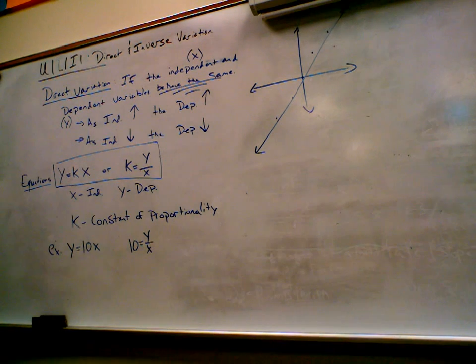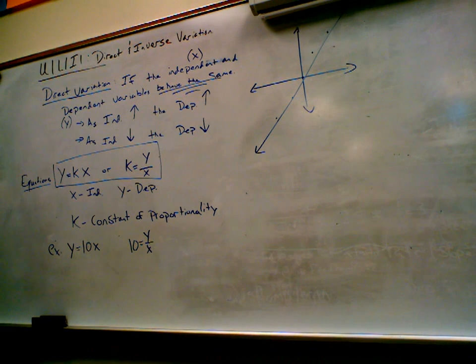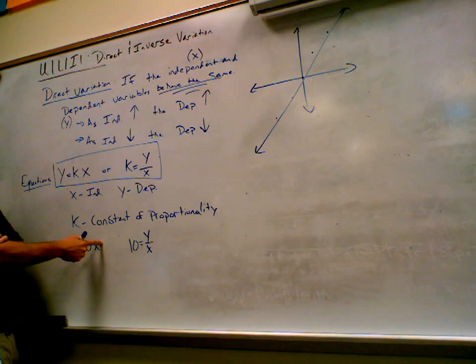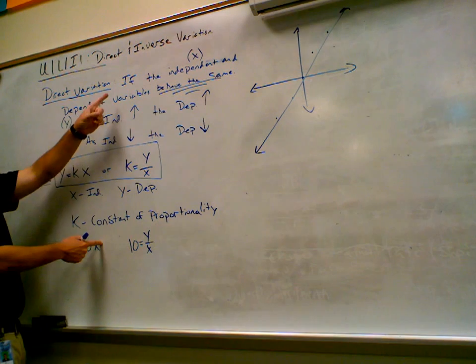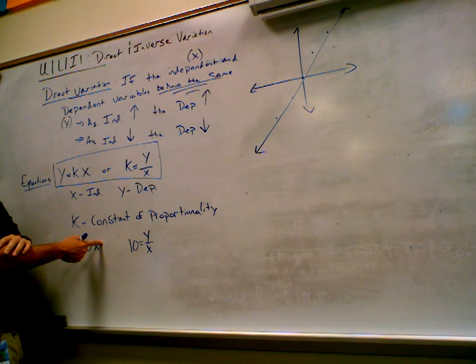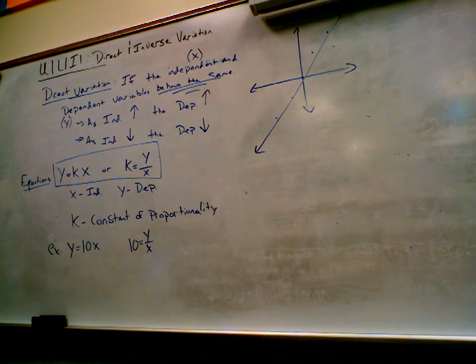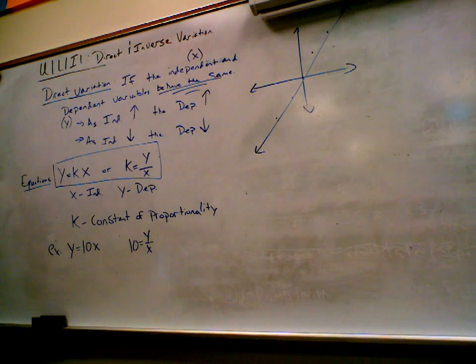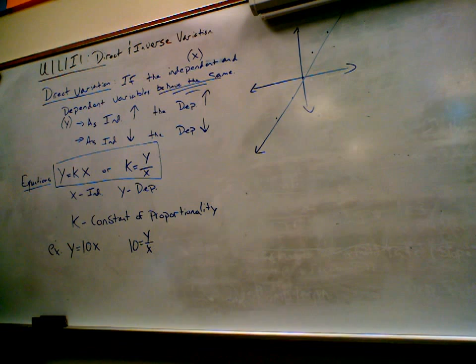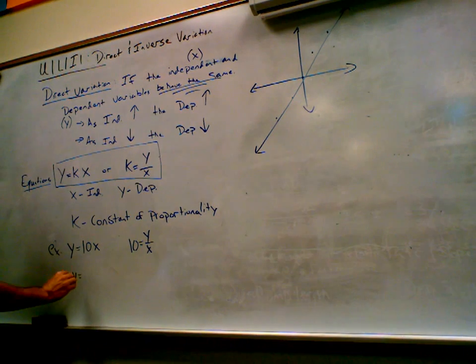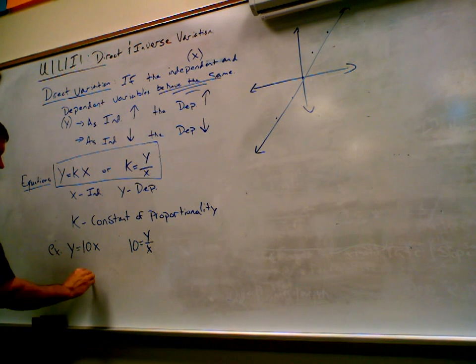Now, let me give you a little adjustment here. What if this x was squared? Would it still follow this rule, that as the independent variable increases, the dependent variable increases? It would still follow that rule, wouldn't it? So another example would be y equals, we can say, 2x squared.